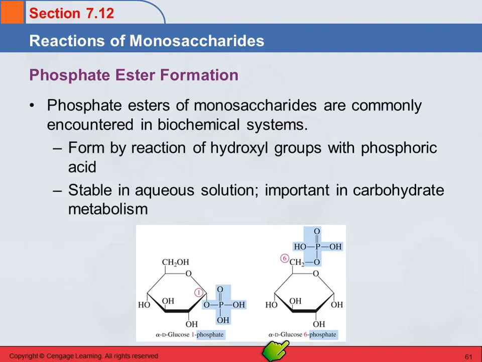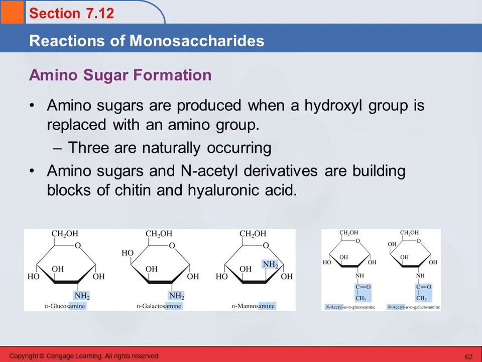This is alpha-D-glucose 6-phosphate. And so the number here just tells us which of the carbons in the glucose the phosphate is on. And these phosphate esters are stable in aqueous solution, and they are important in carbohydrate metabolism, which we'll talk about in another chapter.